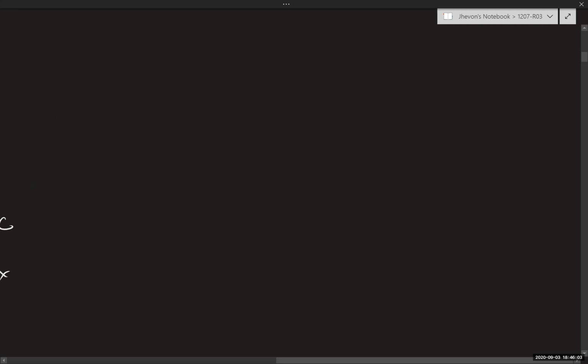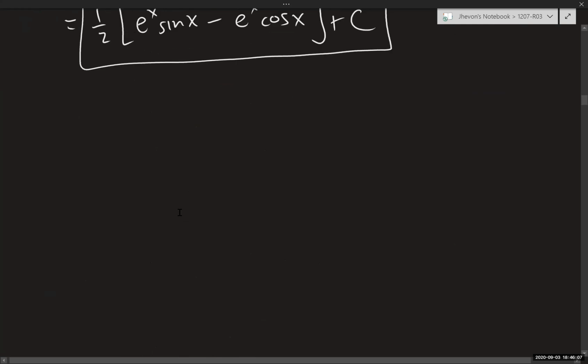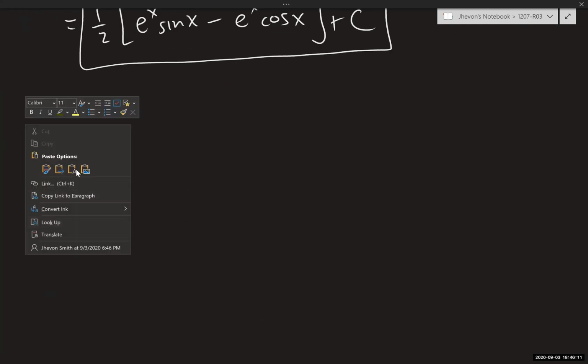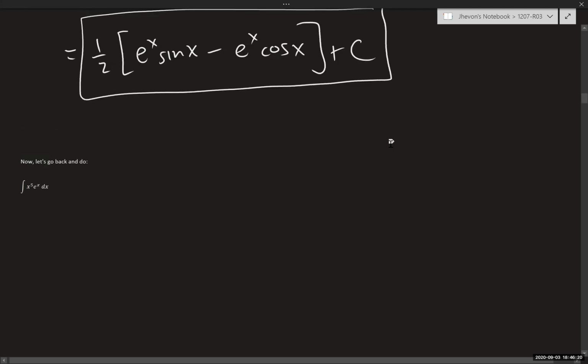In every scenario where integration by parts will work, the tabular method would also work. So in fact, what I want you guys to do is to actually do this example. And for next time, there's nothing else for me to teach you with integration by parts at this point.